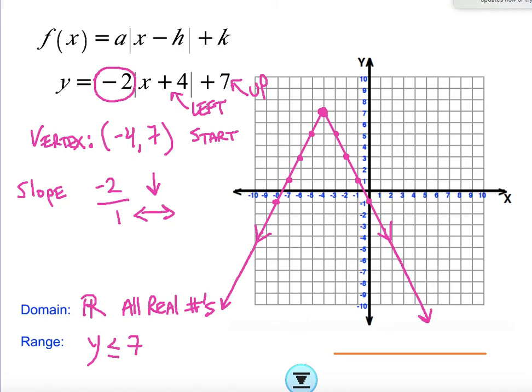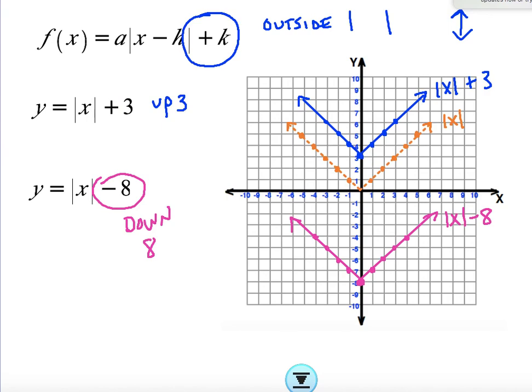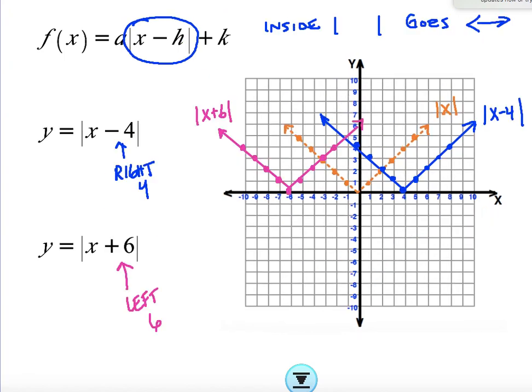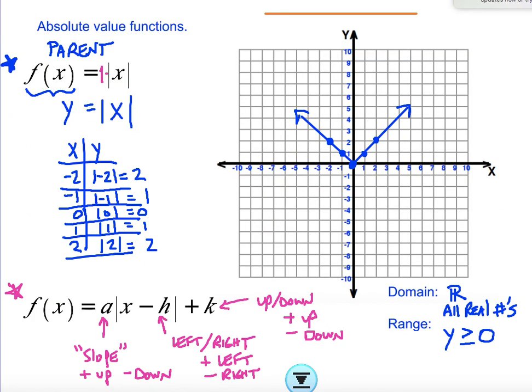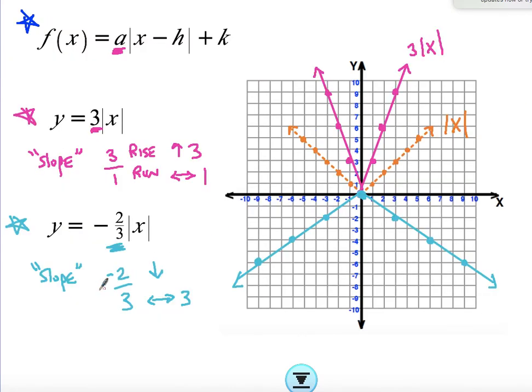Okay, so just as a little recap, if you have a value on the outside here, that's your shift up or down. If you have a value on the inside of the absolute value, that's your shift left or right. A is like your slope. And then it's all based on this parent function here, and we're just taking that and shifting it. If the value of A is negative, it's going to open down, just like we saw here with the blue. When this value of A was negative, it opens down.